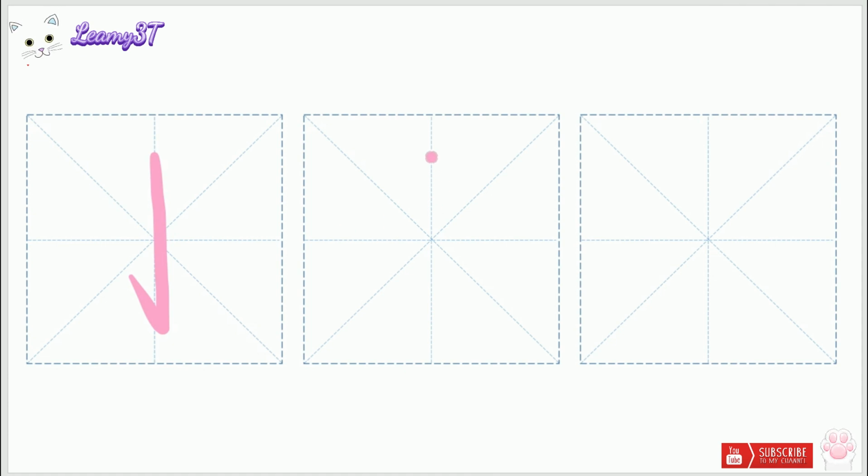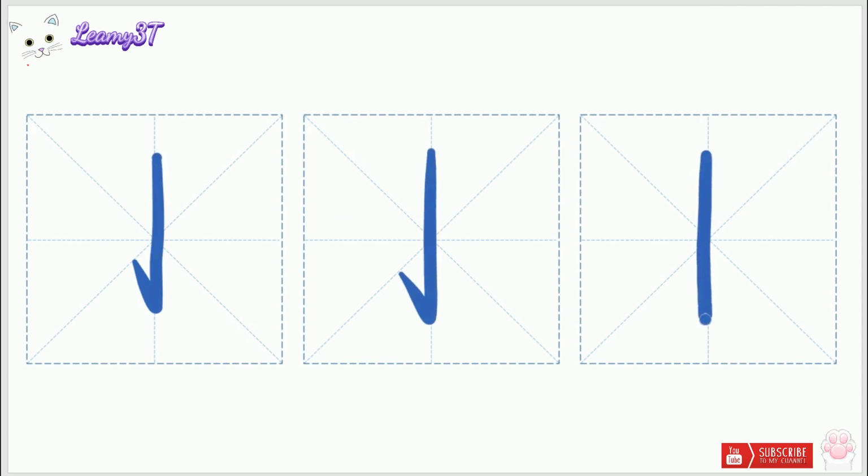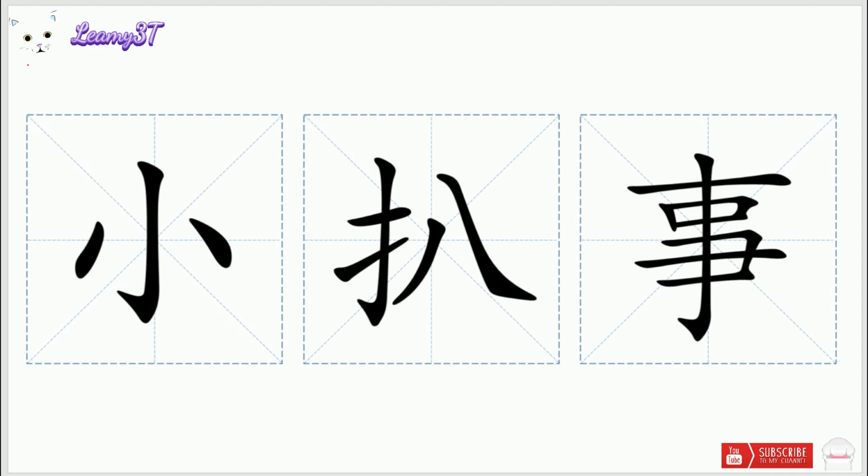shùgōu. Again, shùgōu. One more time. shùgōu. Easy. Next, please find all the shùgōu within 10 seconds.